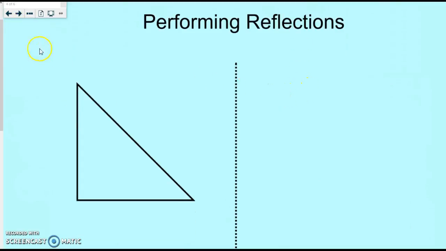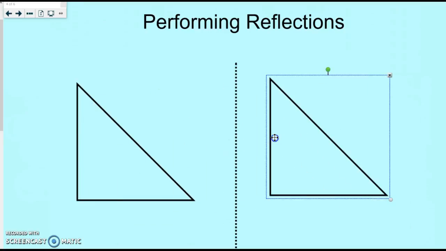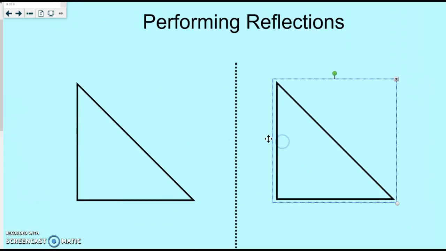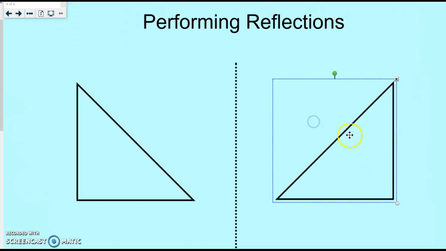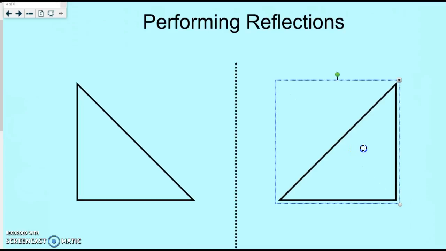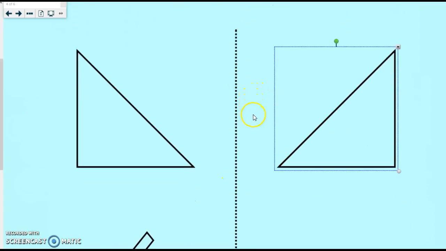Next, we have reflections. With this, I'm going to need to copy this figure. So notice how I've just slid the figure over to the other side, but it's not a true reflection based off of this axis. So what we need to do is go over this figure and flip it. And now you have a true reflection based off of this axis.